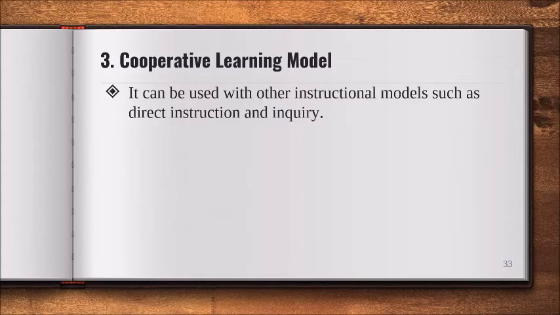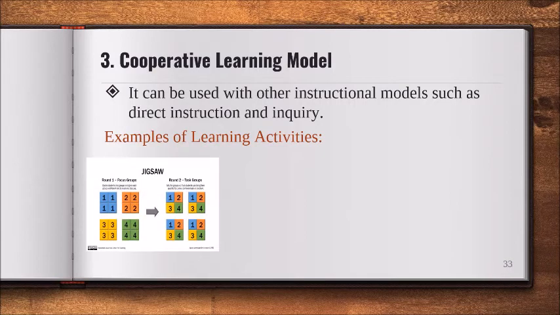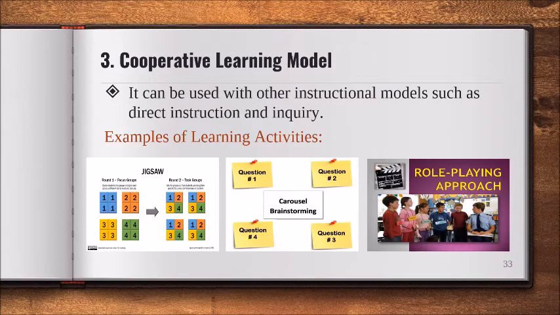So, isa sa magandang katangian nitong cooperative learning models ay pwede mo ditong i-incorporate yung naunang dalawang instructional models na tinalakay natin. And examples of learning activities here are jigsaw, brainstorming, and role-playing approach. So, sa mga susunod nating lessons class, tuturuan ko kayong gumawa ng lesson plan using jigsaw, brainstorming, and role-playing approach. Okay, yung mga lesson plan dito ay more on group activities, pero susubukan natin gamitin din yung direct instruction and inquiry model together with cooperative learning model.